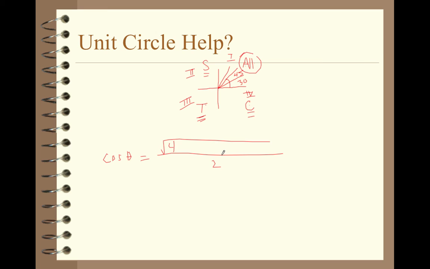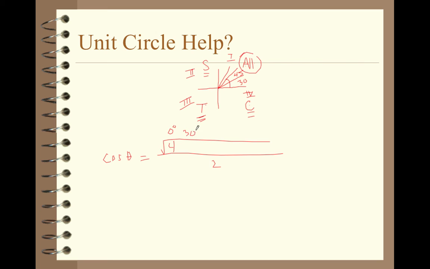Nice, 2. And what's 2 divided by 2? 1. Nice. All right, so if I am looking at 0 degrees, then I know that the cosine of 0 degrees is going to be the square root of 4 over 2, which is 1. All right, let's do all the special angles then.